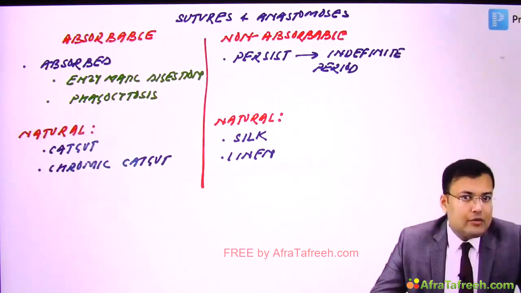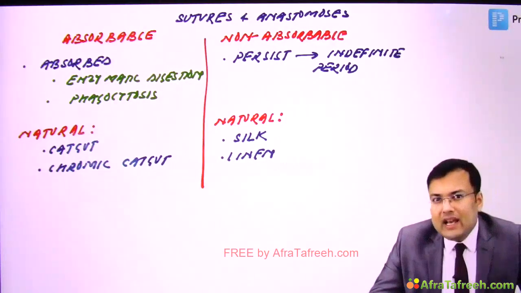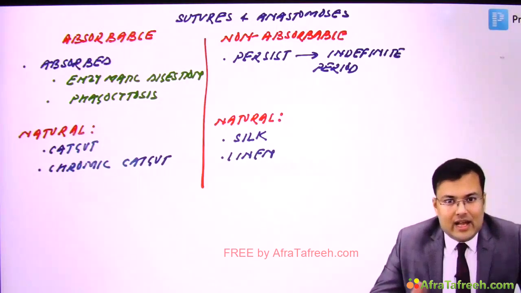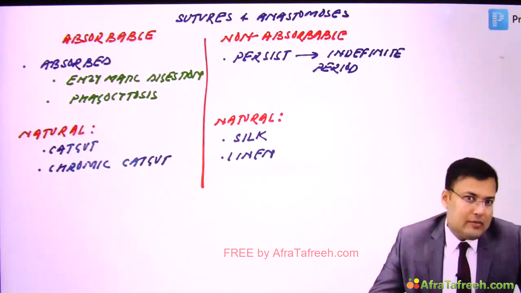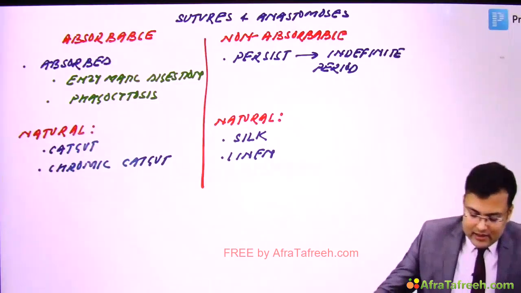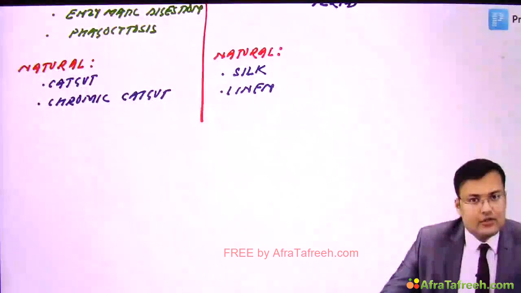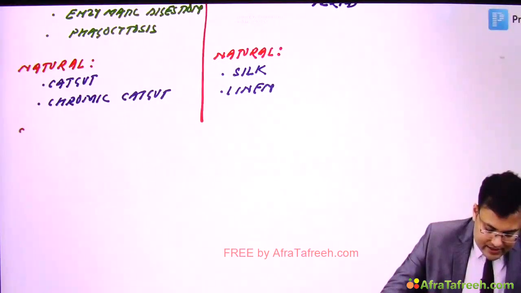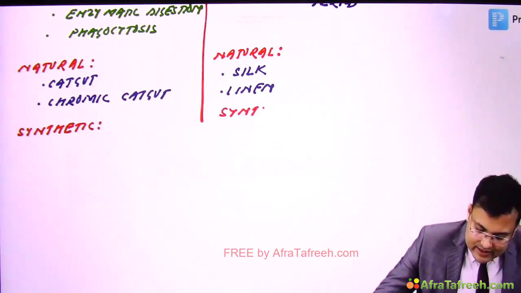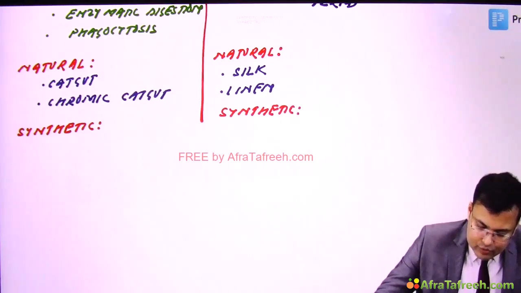Synthetic absorbable sutures include polyglycaprone, polydioxanone, vicryl, dexon. And what are the synthetic non-absorbable sutures? Prolene, ethilon, nylon, right? This list is important because it is frequently asked, so you have to remember the synthetic absorbable sutures and synthetic non-absorbable sutures, right?